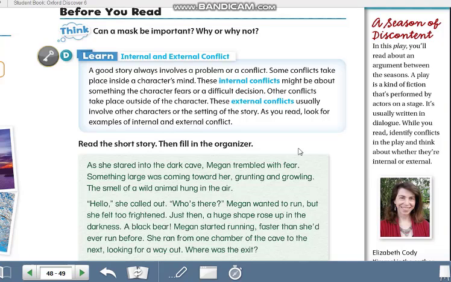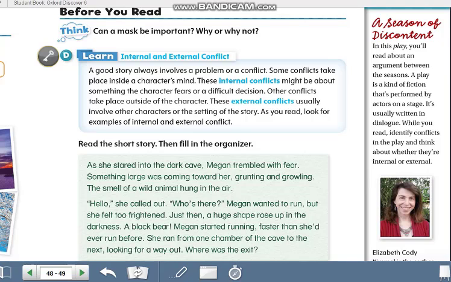Other conflicts take place outside the character. These external conflicts usually involve other characters or the setting of the story. As you read, look for examples of internal and external conflict.